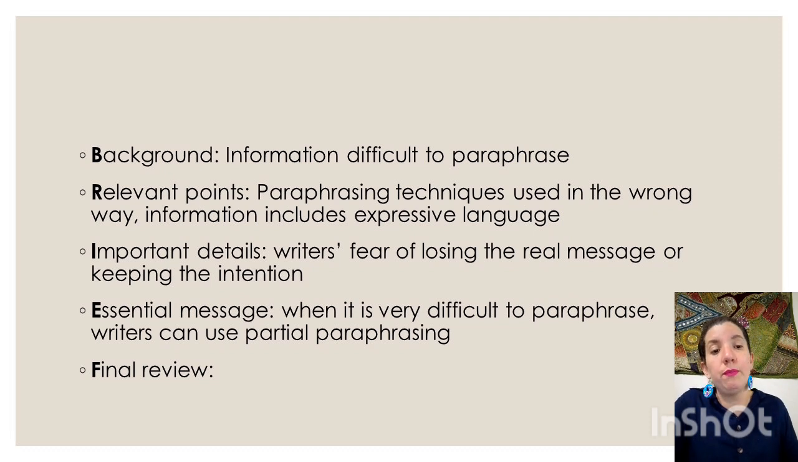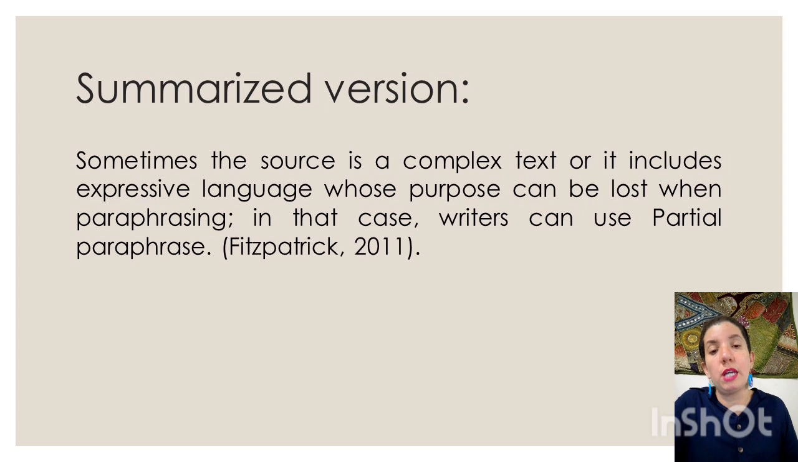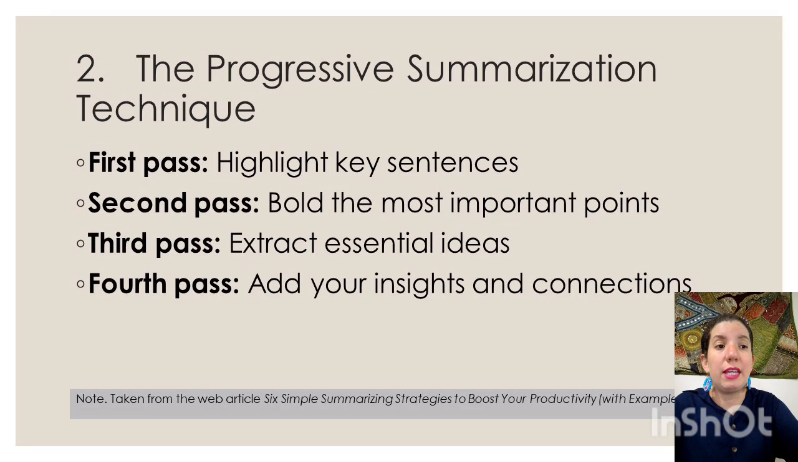Now we review, and then we have this summarized version. Sometimes the source is a complex text or it includes expressive language whose purpose can be lost when paraphrasing. In that case, writers can use partial paraphrase, Fitzpatrick 2011. Now, the second method is the progressive summarization technique.